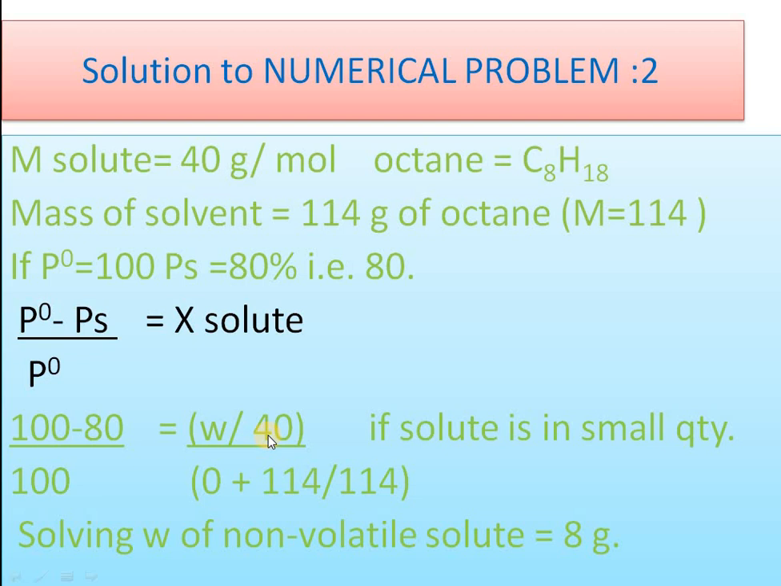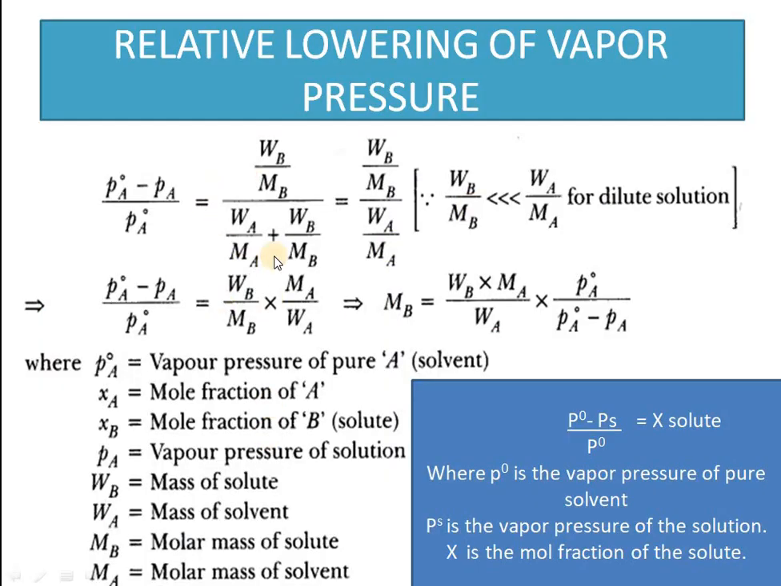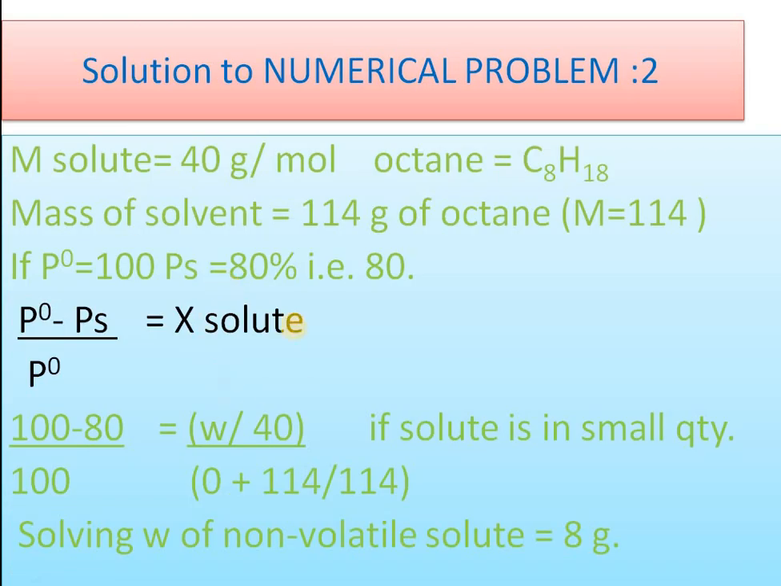Why? Because if you go back to the video, just check it here. If the concentration is dilute, WA is very very large or solute is very very less, then we can make it 0 here. That is the reason that I have made it 0. Why? Because I have thought that the mass of solute, W by 40, is very very less as compared to that of 1. That is the reason.